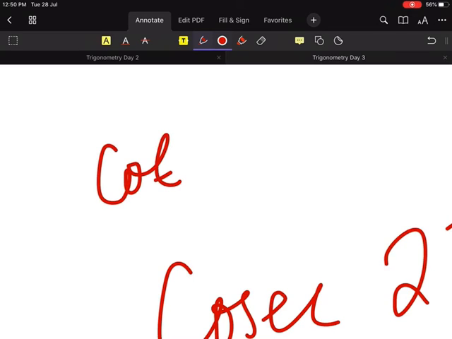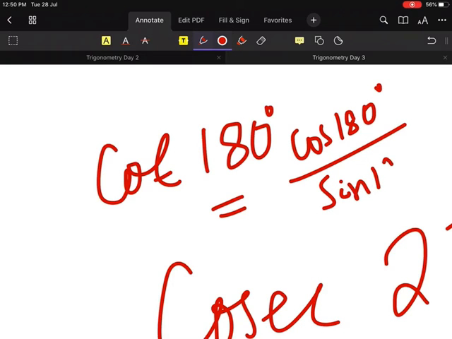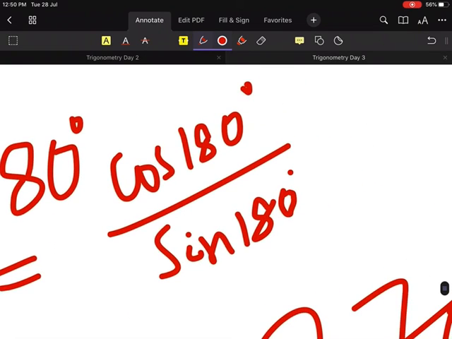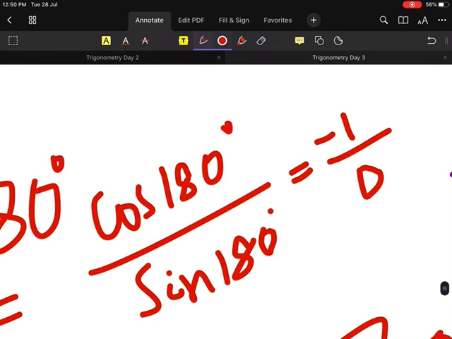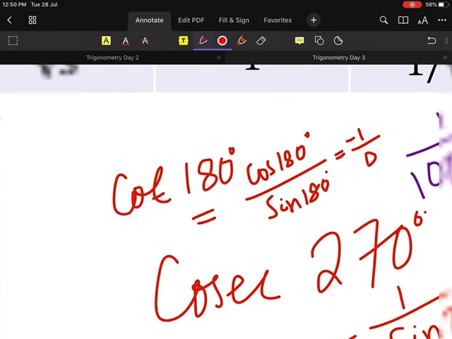Tell me the value of cot 180 degree. How much is cot 180 degree equal to? Let's see. Cot 180 is cos 180 divided by sine 180. Cos 180 is how much? It's minus 1. And sine 180 is how much? 0. Don't ever jump into an answer. Don't ever guess. See what you are getting step by step.